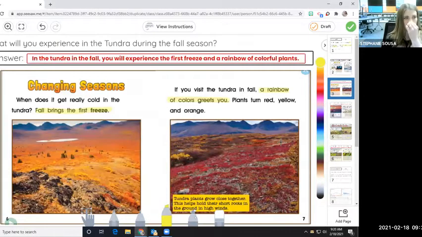Slide 3 asked you what you will experience in the tundra during the fall season. These are example answers. You and your partner may have found something else to focus on, and that is fine as long as it came from the text. In the tundra in the fall, you will experience the first freeze and a rainbow of colorful plants.